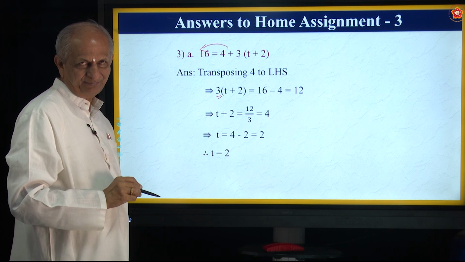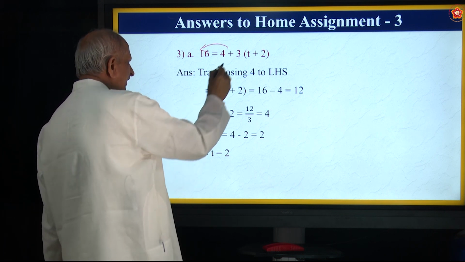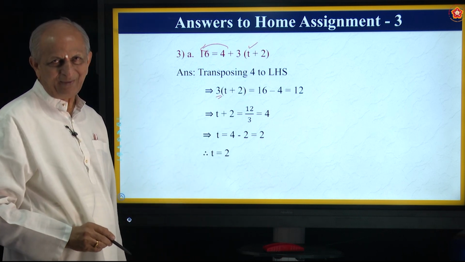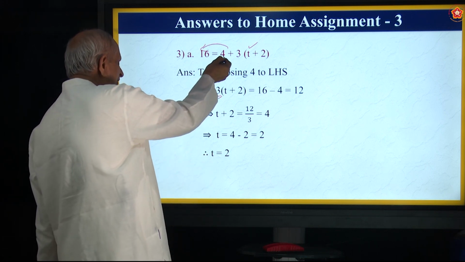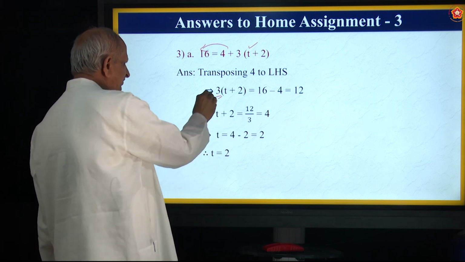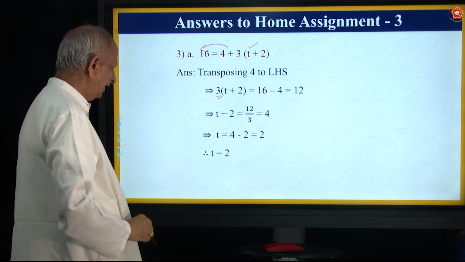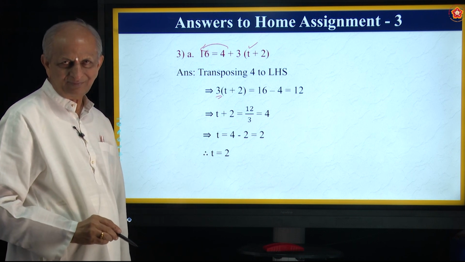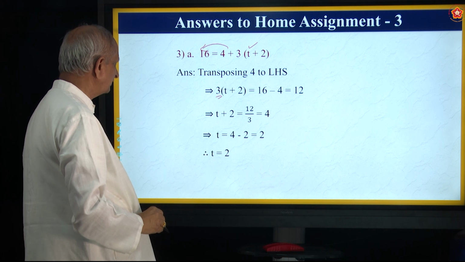What is the variable here? t. Correct? So solving the equation means what? Finding the value of the variable. And what is the method followed? Transposition. Here plus 4 is transferred, becomes minus 4. Then into 3 is transferred, becomes divide by 3. Lastly, plus 2 is transferred. Correct? Becomes minus 2. Hence you get the answer.